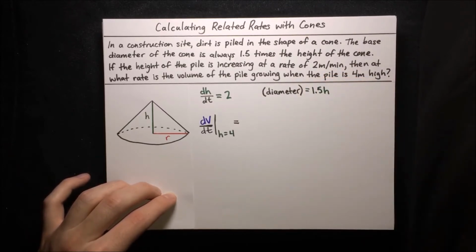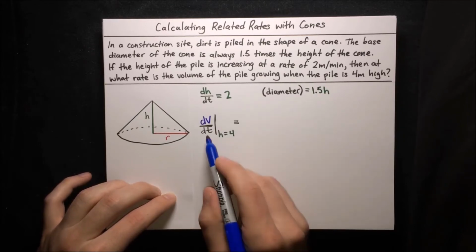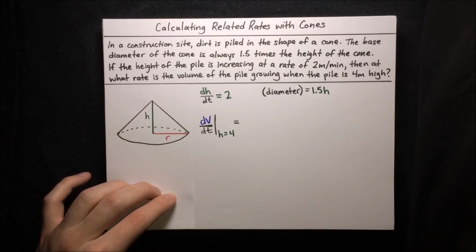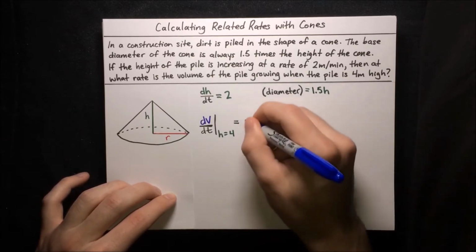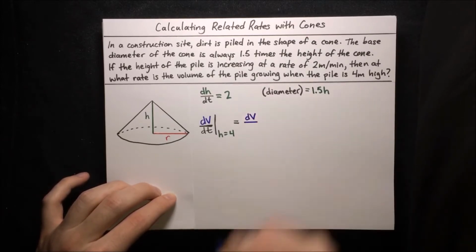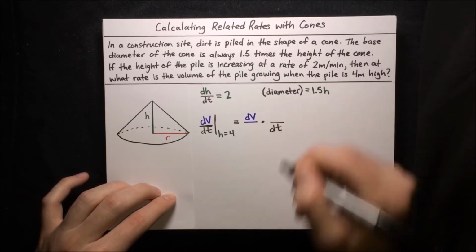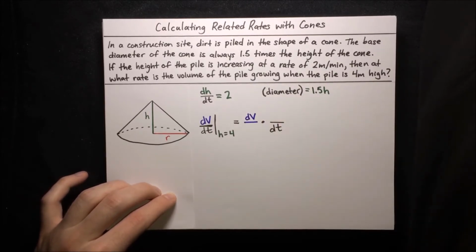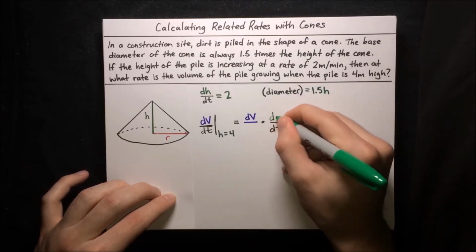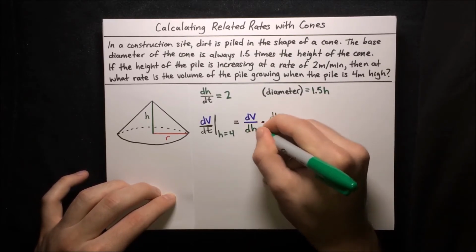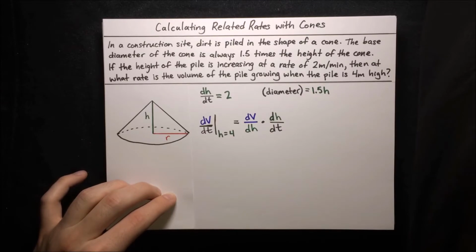Okay, great. So we've taken inventory of all the given information, and now let's think about pulling apart this derivative into something that we can compute. So dV/dt we will write as dV over something times something over dt. And we know what dh/dt is, so why don't we fill in this something with dh. Now the problem reduces to figuring out what is dV/dh. And in order to do that, we need to construct an equation relating V and h together.